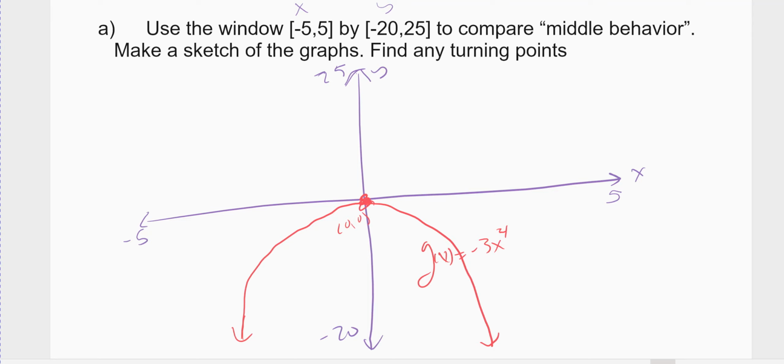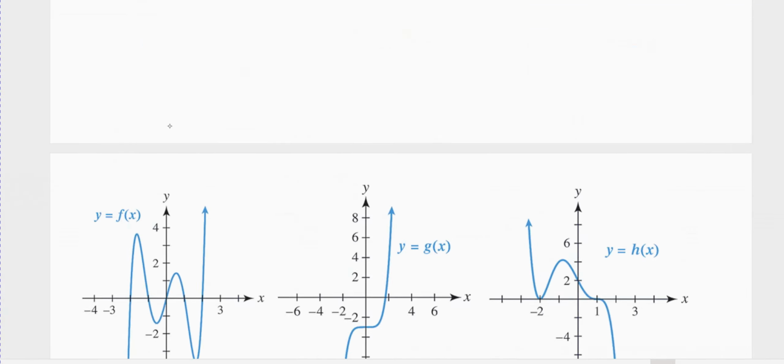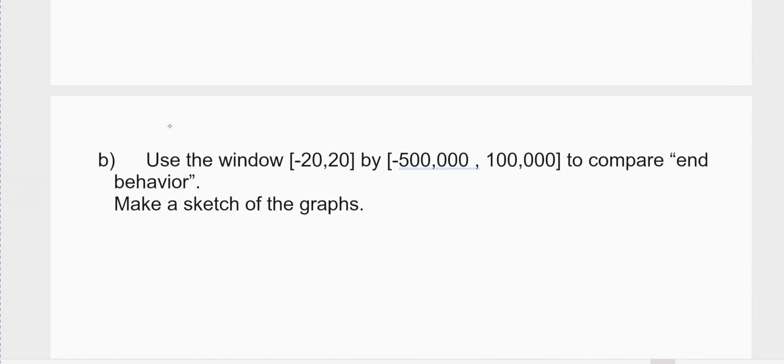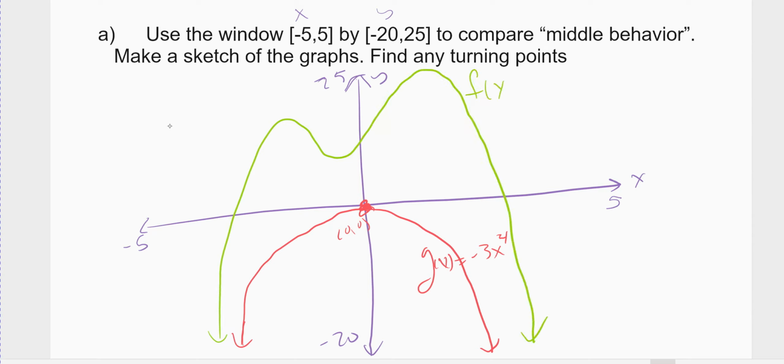All right, then the other function. I'll pick a different color to do the other function, so I'm going to do green. And so the other function comes up, actually a little lower than that, so it's like this. And there's f of x.